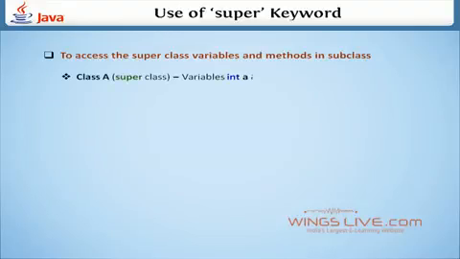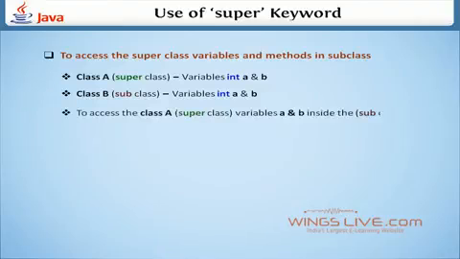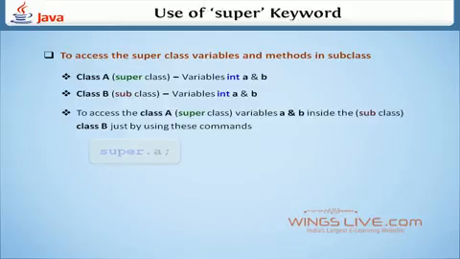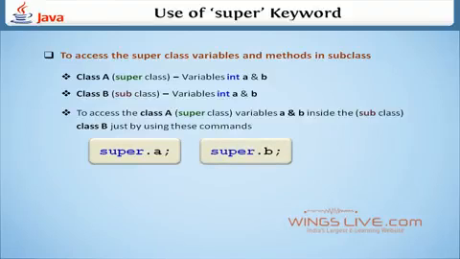Class A is the superclass that has two integer variables, a and b. Class B is the subclass that also contains two integer variables, a and b. Then, we can access the class A, that is, superclass variables a and b, inside the subclass, class B, just by using these commands: super.a; super.b; Here, super is the keyword and a and b are variables.